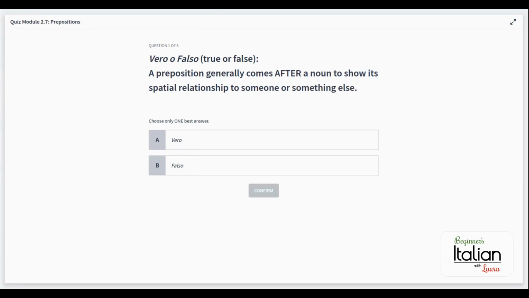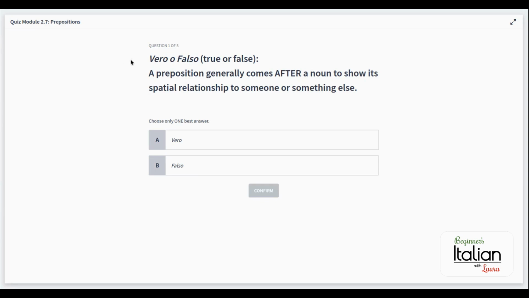Okay, we're on to quiz number 8, module 2.7, prepositions. There's only 5 questions, so I will go ahead and read each question aloud and the possible answers, and I'll pause for a moment to let you try and figure out what the right answer is before telling you what the correct answer is. But if you do need more time, just go ahead and pause the video. All right, let's get started.